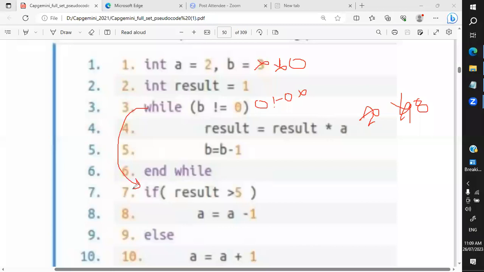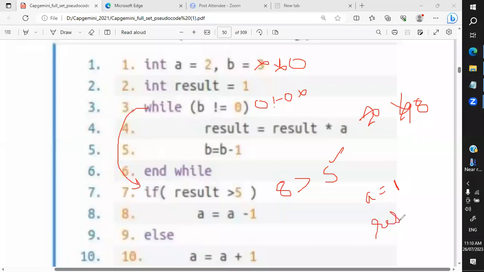Out of the while loop, what is there? Result greater than 5 is there. What is the result? 8. 8 greater than 5, is it true? Yes. As it is true, it will enter inside and make A equal to A minus 1. A was 2. That means A will become 1. So right now A value is 1.